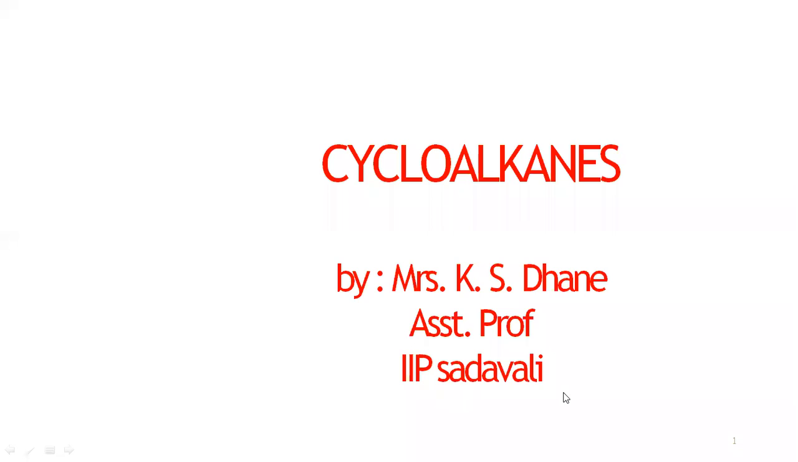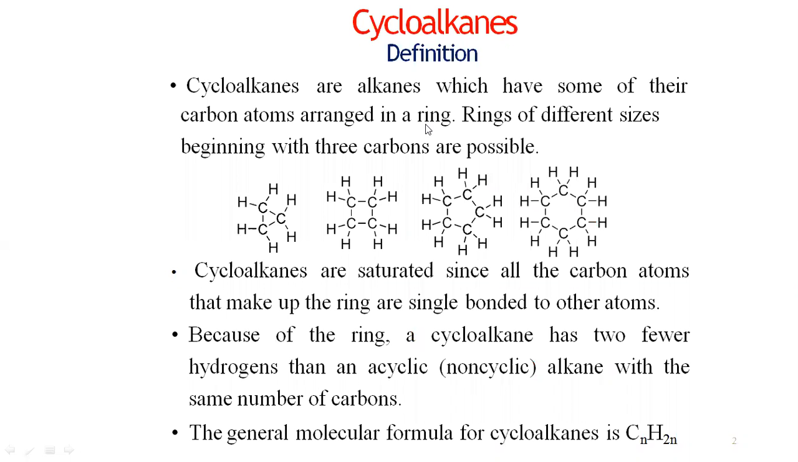So what are these basically? What is the definition of cycloalkanes? These are the alkanes which have some of their carbon atoms arranged in a ring. That means when an alkane molecule is joined or arranged itself in a ring format, those types of compounds are known as cycloalkanes. But those rings are of different sizes, beginning with 3 carbon atoms.